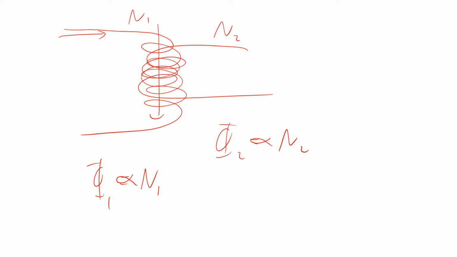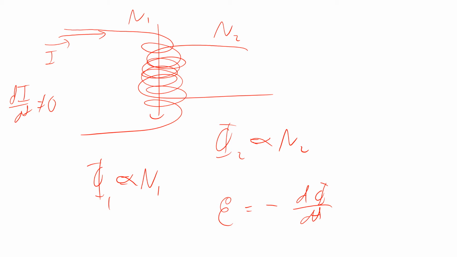Now we know that the EMF induced is minus the rate of change of the flux. If this current is changing, in other words di/dt is not equal to zero, then the flux is changing, and so the EMF is going to be related to that.